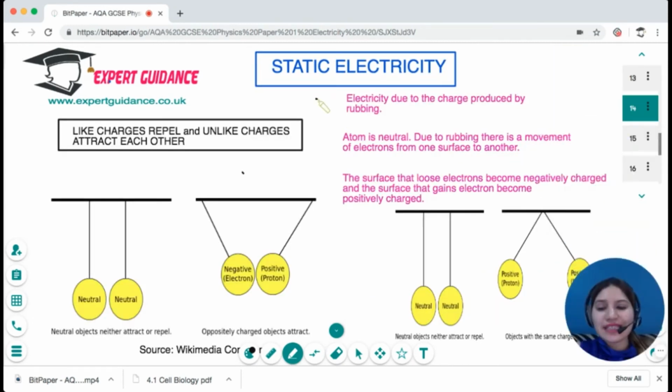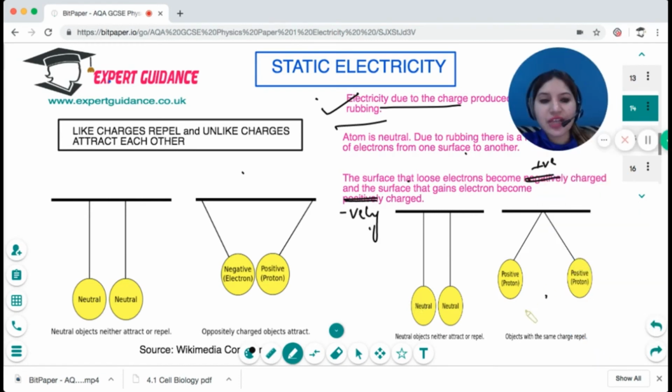What is static electricity? Electricity that is produced by rubbing. Because when we rub two objects, there's a transfer of electrons from one surface to another. The surface that loses an electron becomes positively charged, and the surface that gains an electron becomes negatively charged. Okay, and there's an electrostatic repulsion if both charges are the same, and there's an attraction if the charges are different.